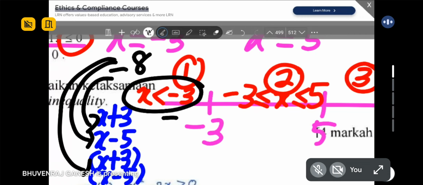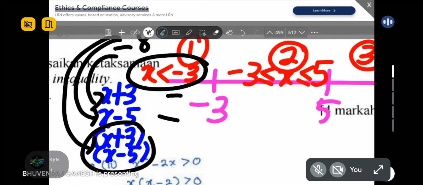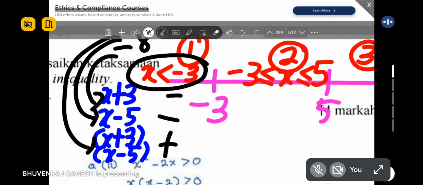Negative 8 minus 5, negative also, right? So negative times negative, what do you get, guys? Now we are talking about the product. The product is already positive. So you just put the symbol, that is enough. No need to put the value.